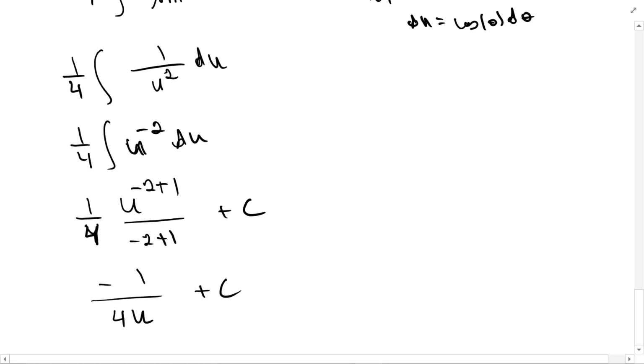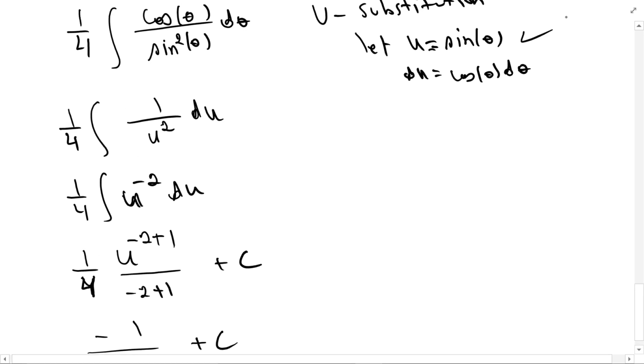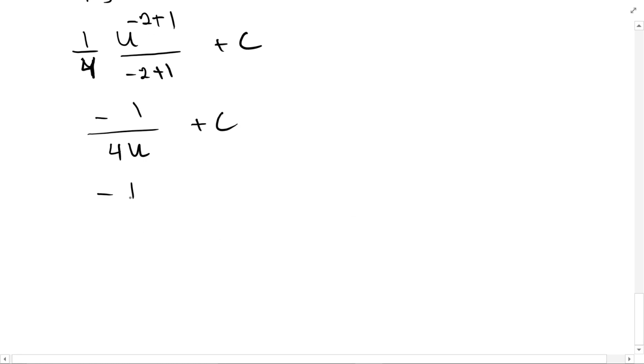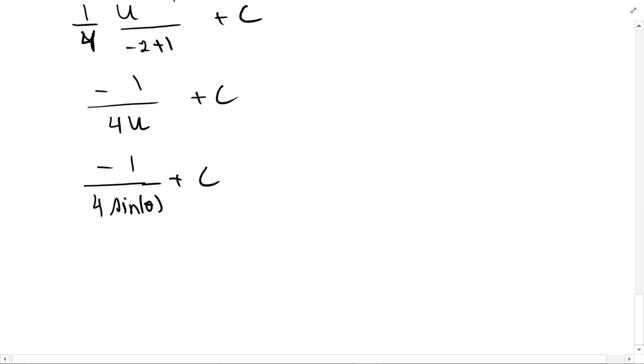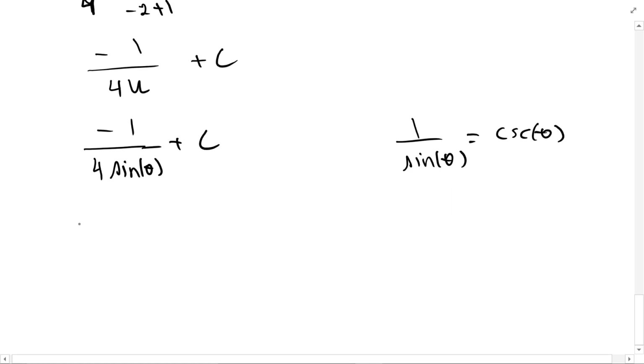And then since we used u to be sine theta, we can replace u with sine theta. But then we have 1 over sine theta, and 1 over sine theta equals cosecant theta. So we're going to get -1 over 4 times cosecant theta plus c.